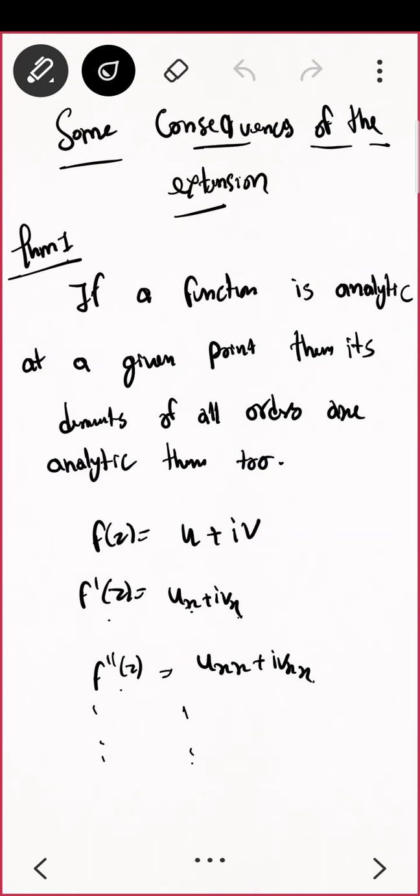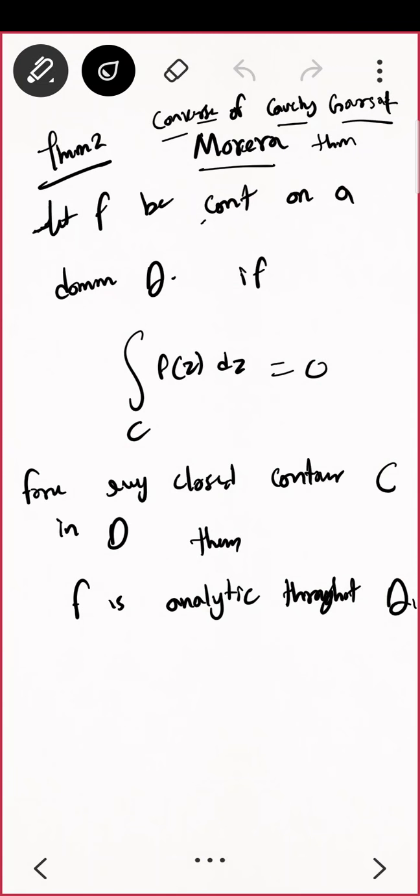You remember this? This is called the converse of the Cauchy-Goursat theorem. You can say Morera's theorem. The writer is Morera, for the proof. Next, one more theorem, and that we have already seen. We got it from the Cauchy integral. Now let us see the extension.